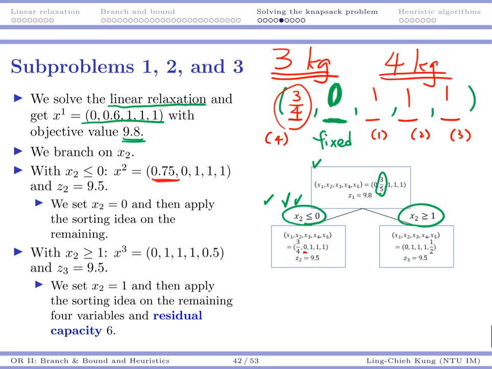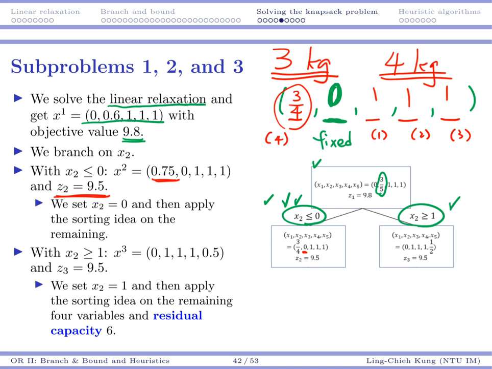So that's how you solve the second problem. You first fix the value for x2 as 0, and then use the same sorting idea to deal with the remaining 4 items. This gives you another solution, which gives you 9.5. Again, it's not integer, so we may need to branch further. We also want to take a look at the other subproblem.